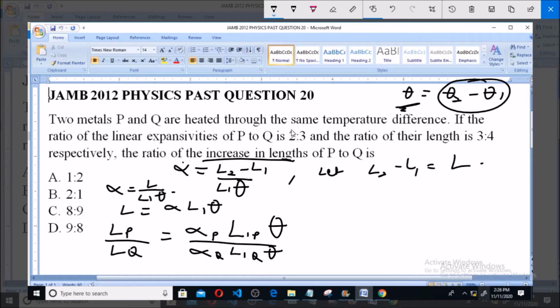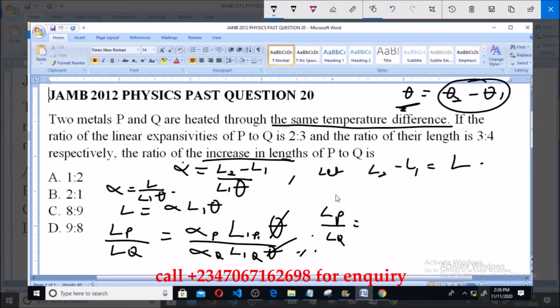Now from the question, it says they are heated through the same temperature difference. So theta for both P and Q has the same value, which means they can cancel out. So that means LP over LQ is equal to alpha P L1P over alpha Q L1Q. Now the ratio of the linear expansivities, alpha P and alpha Q, is what we'll substitute.